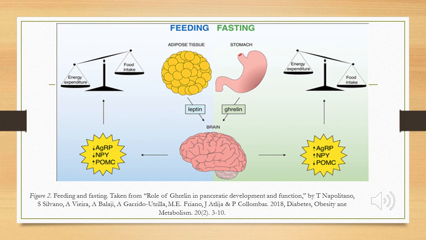As you can see in this diagram, ghrelin is produced in the stomach and then results in the following when in a fasted state. I will speak about this diagram more in the next slide.